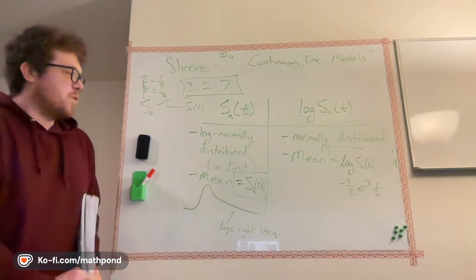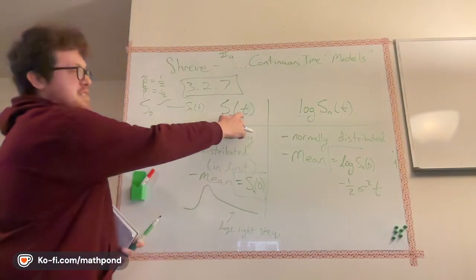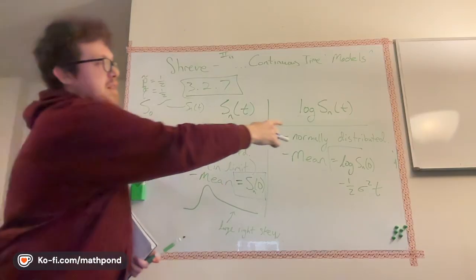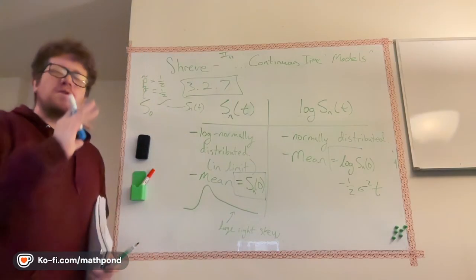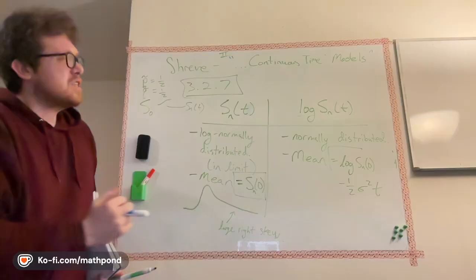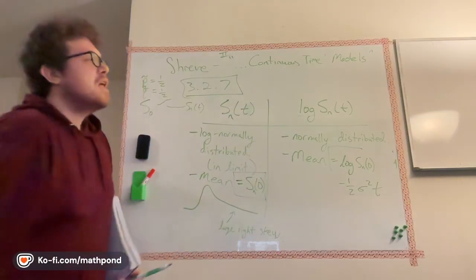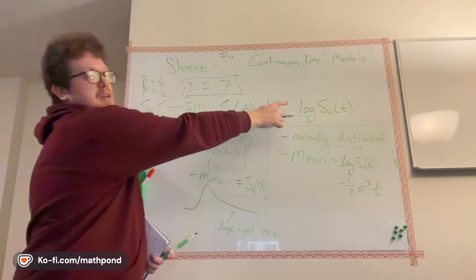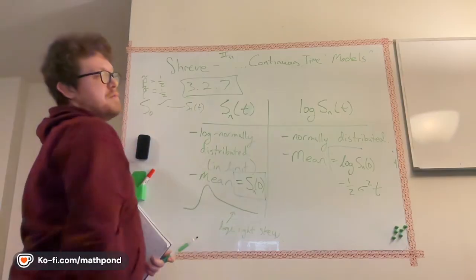Okay, so again, just pointing out that the mean here at time t is just the stock value at time 0. But in the log, you can think of it as a change of coordinates, but a non-linear change of coordinates. So in this change of coordinates, the distribution of the Sn of t's is now normally distributed in this log way of looking at things.